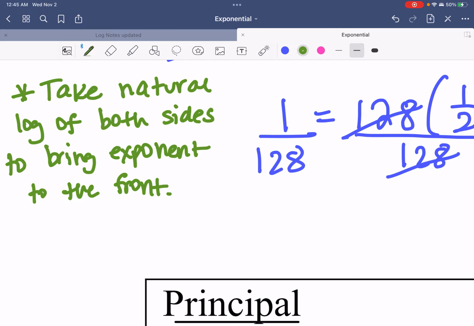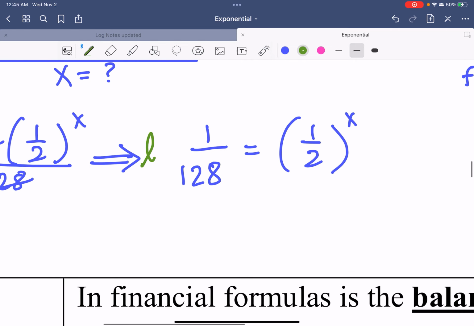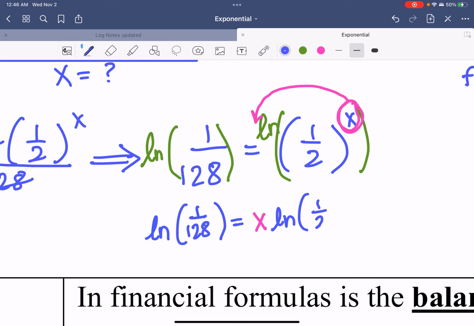And you can pause that and copy the little memo. But what you're going to do is multiply both sides by the natural log. That's an L, like the letter L for logarithm. So you're going to multiply both sides and put everything on each side in parentheses. So what happens on this side is that you just end up with the natural log of the fraction 1 over 128. But on this side, the exponent of x is going to come to the front of the natural log. So now we have x times the natural log of 1/2.